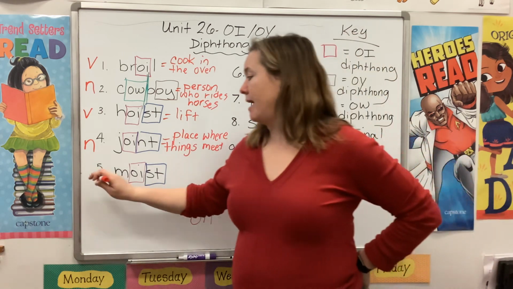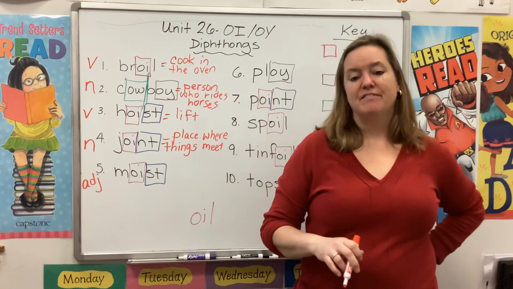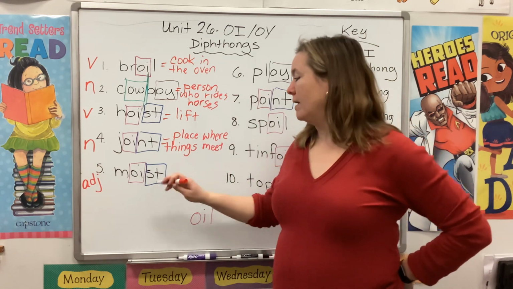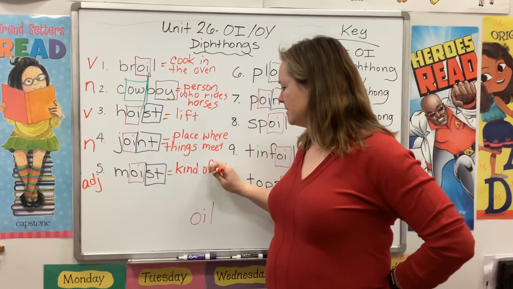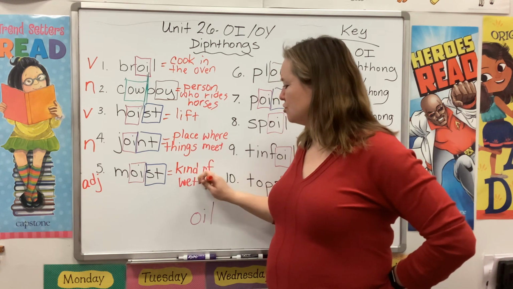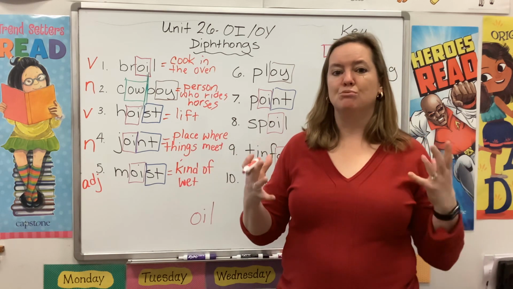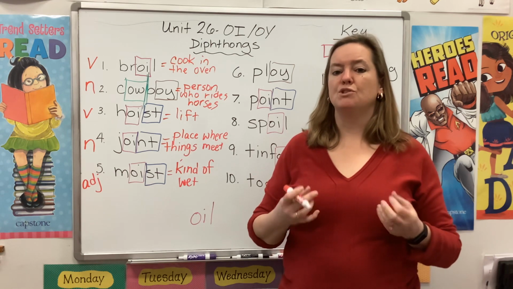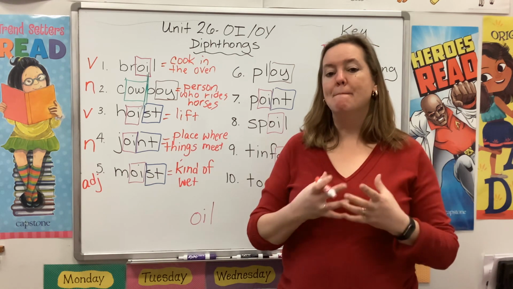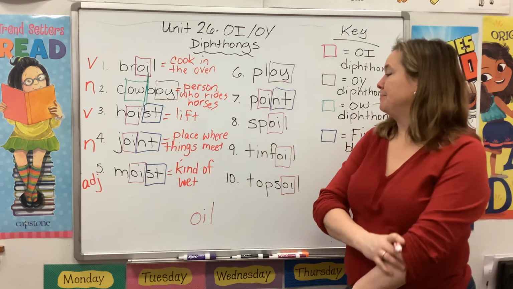Moist is a describing word. So I'm going to put ADJ for adjective. Okay, if something's moist, it's kind of wet. It's not like dripping wet, but it's not dry either. So if you think about brownies when they come from the oven, we don't want them too dry or too crispy. We want them kind of moist, right? So they have a little bit of juiciness to them.